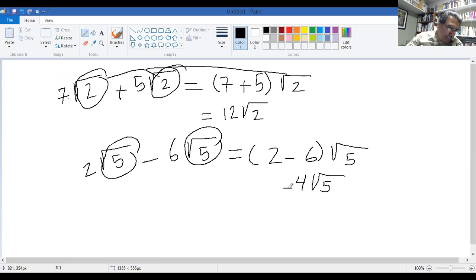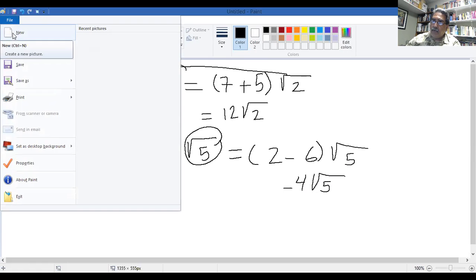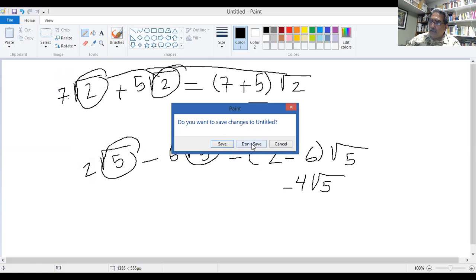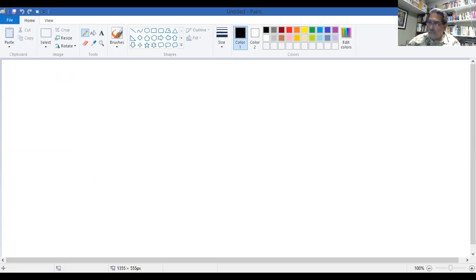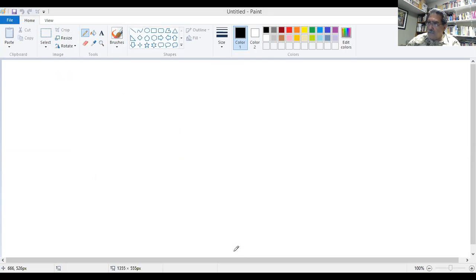Let's look at example 6 on page 269. Let me get a new sheet. Let's see what's going on.